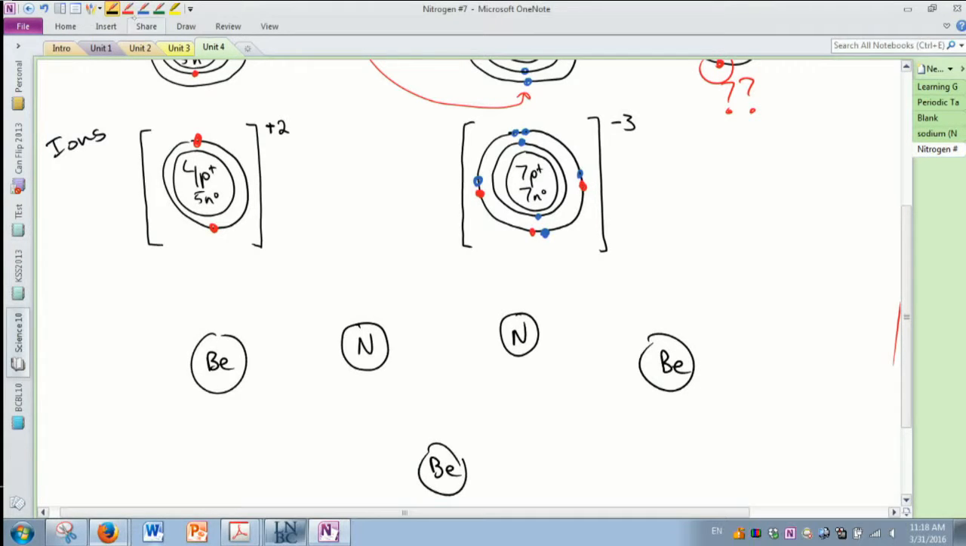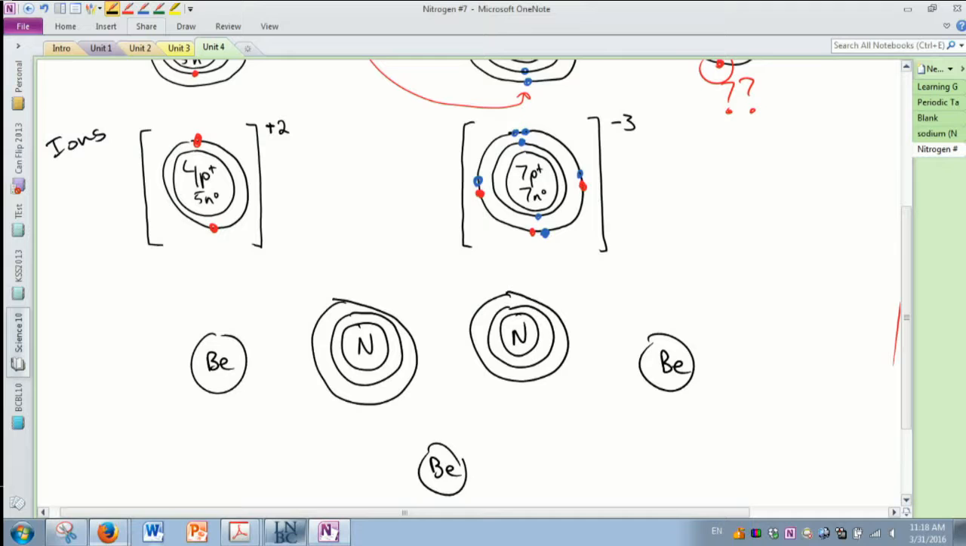All right, so this nitrogen normally has these 1, 2, 3, 4, 5. This nitrogen normally has 2. And 1, 2, 3, 4, and 5. Beryllium had the 2, and then it got rid of 2.